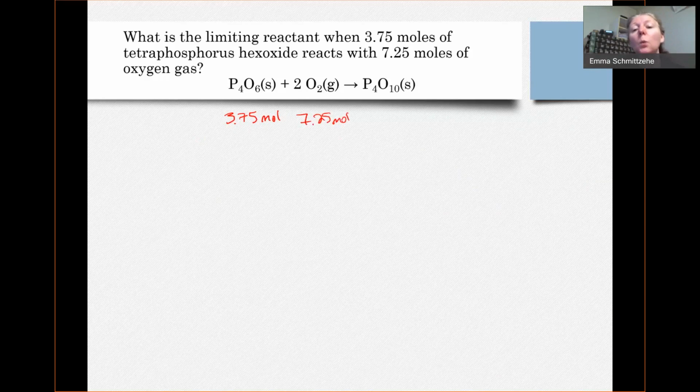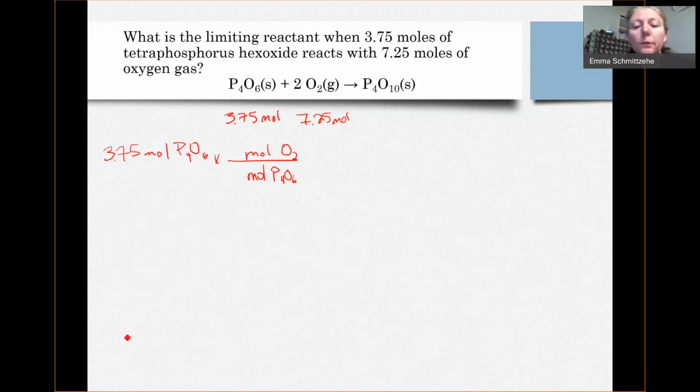We have two methods. We can compare reactant amounts if we want, so I'll show you doing that. If you want to compare reactant amounts, you need to pick one of your substances. I'm just going to pick P4O6 because it's the first one, but you can do the other one if you really wanted to. So 3.75 moles of P4O6, and I would convert that to the other reactant, from moles of P4O6 to moles of O2.